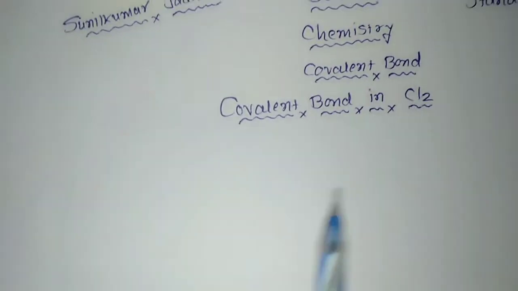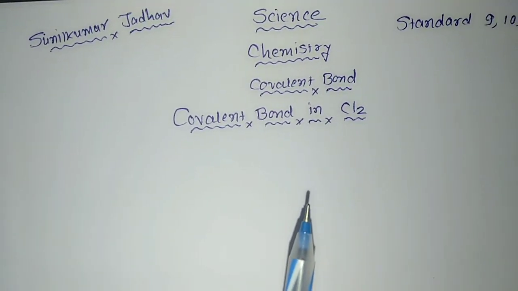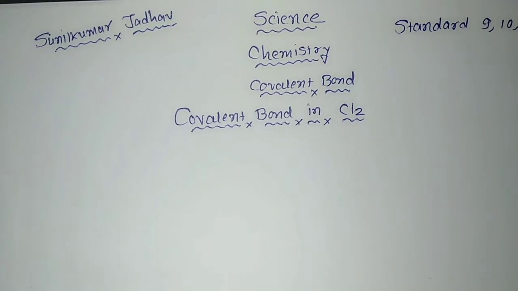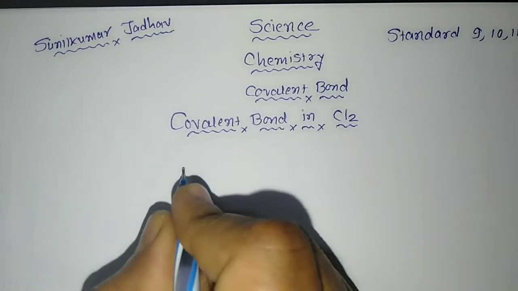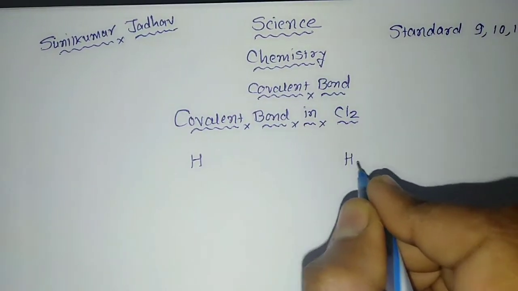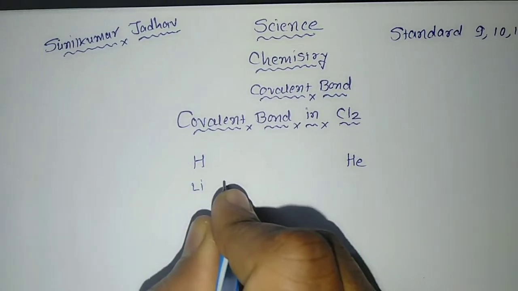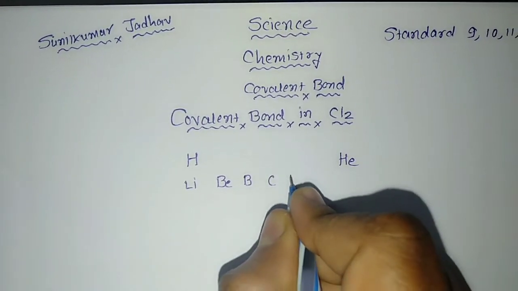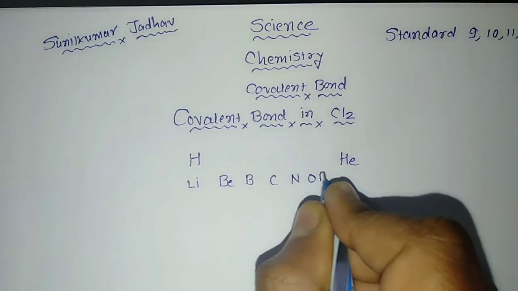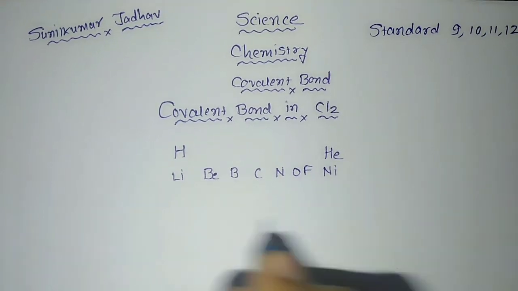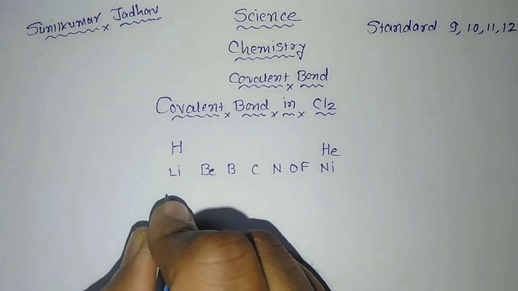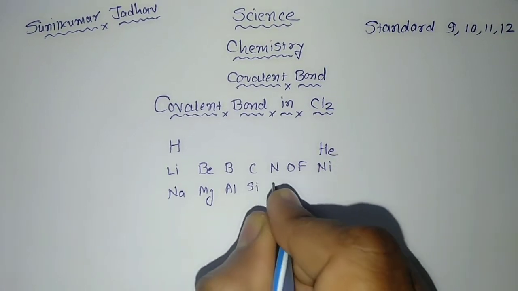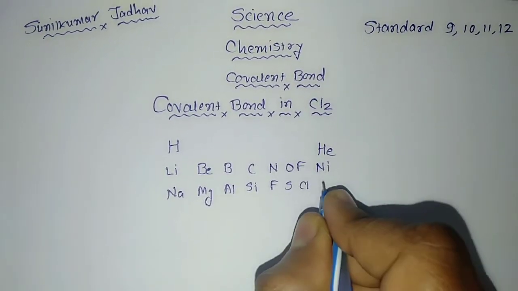First of all, to understand the covalent bond in Cl2, let us recall the modern periodic table, and from that we will try to understand valency. In the modern periodic table, we have hydrogen, then helium, then lithium, beryllium, boron, carbon, nitrogen, then oxygen, then fluorine, and then neon. Similarly, going ahead, it is sodium, magnesium, aluminium, silicon, phosphorus, sulfur, chlorine, and argon.